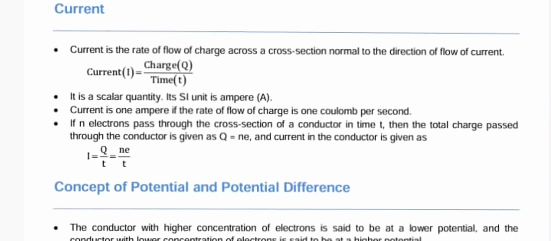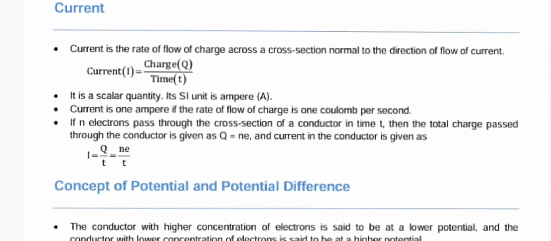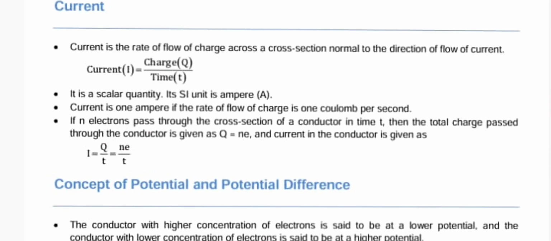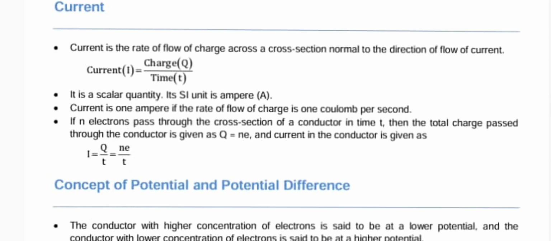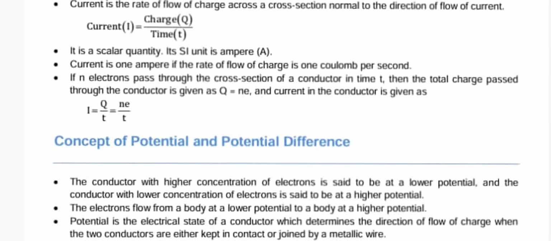If n electrons pass through the cross section of a conductor in the time t, then the total charge passed through the conductor is q, which is equal to ne. The current in a conductor is given as I is equal to q upon t, which is charge upon time, which is equal to ne upon t, since q is equal to ne.